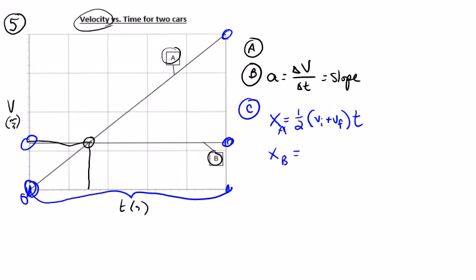Now displacement for B is going to be a little bit easier because it doesn't actually change velocity. So VI and VF are the same, so taking half of it is not really necessary. It's really just going to be the velocity of B multiplied by time.